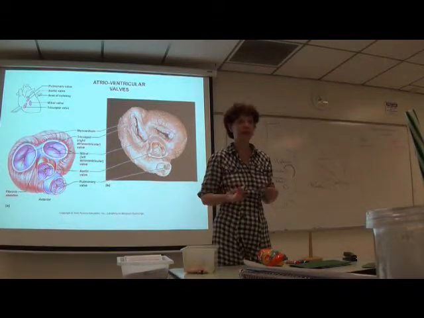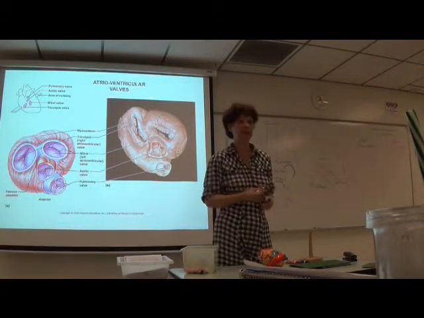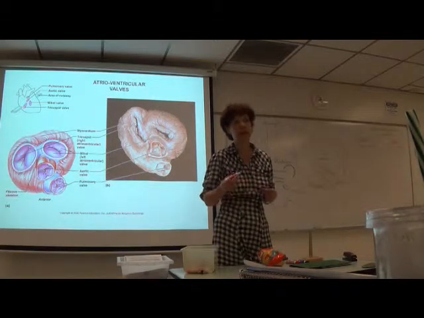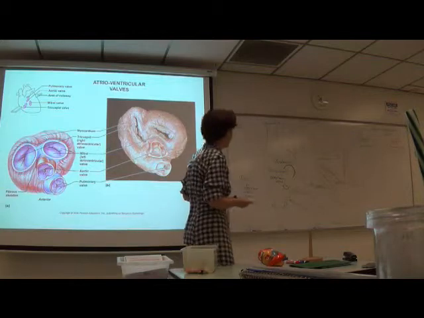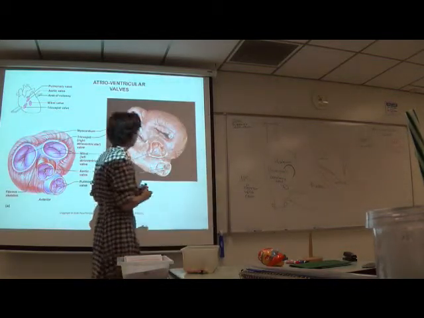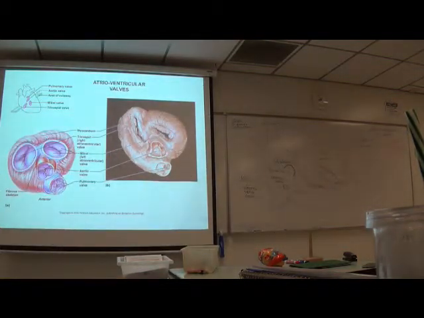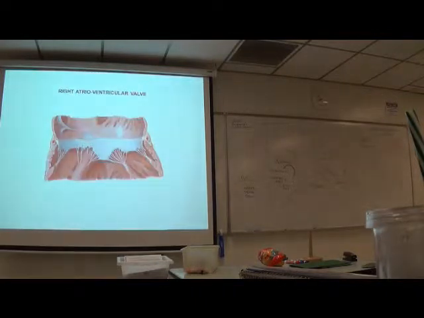It's a lot easier to remember. It's on the right side. It's between the atria and the ventricles. It's the right atrioventricular valve. It's a little bit long to write out, okay? But that's the setup. Now, if we look at those valves in location, here's the right atrioventricular valve.